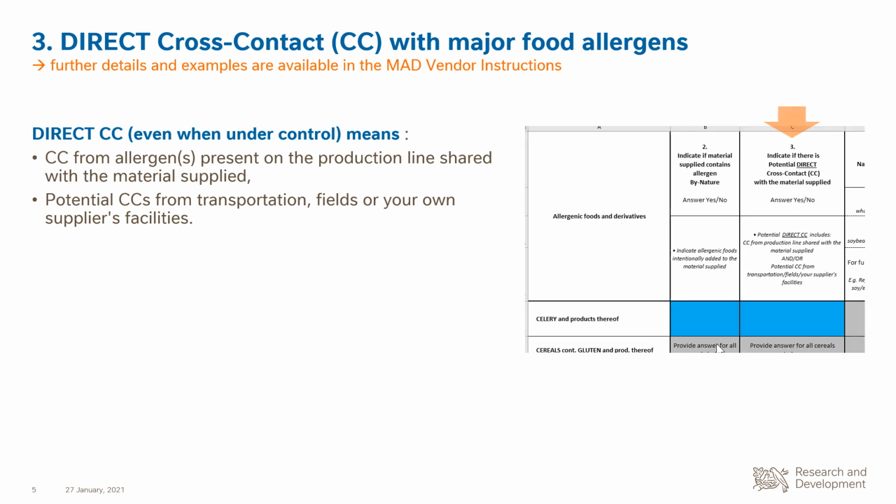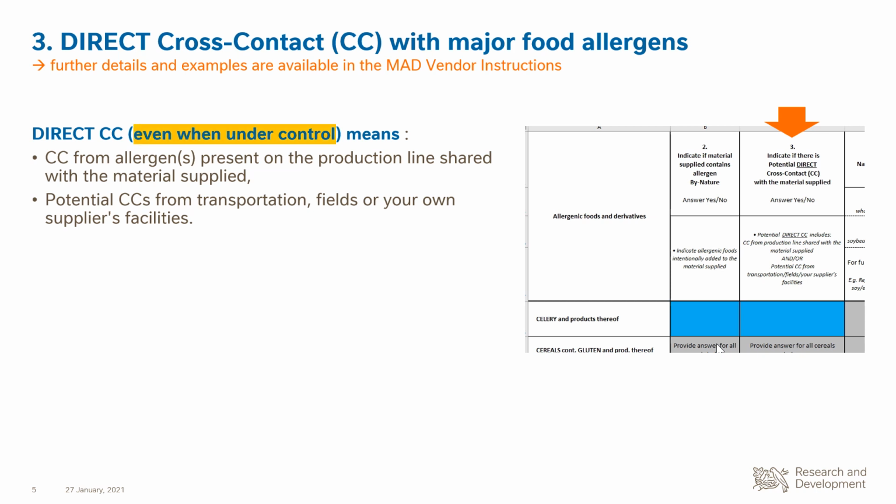Step 3. Indicate here any potential direct cross-contact from the shared production line, including potential cross-contacts from transportation, the fields, or your supplier's facilities. Examples of direct cross-contacts are allergens used on the shared production line, or allergens due to known crop rotation on the fields used to grow cereals present in the material sold to Nestlé, or allergens due to the use of the same transport truck that transports allergenic and non-allergenic materials. Please indicate potential direct cross-contacts even when these are finally under control.